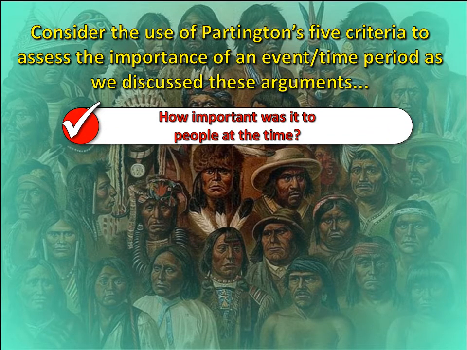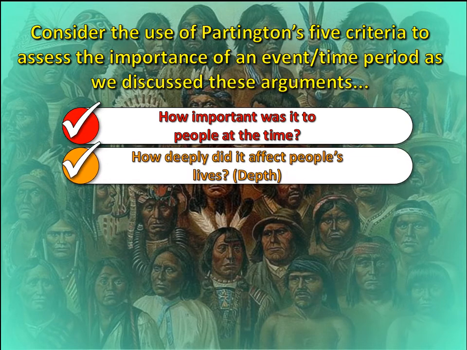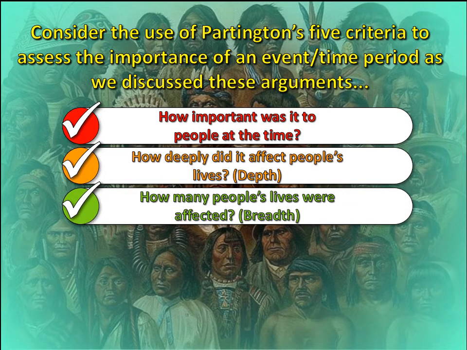His first criteria is, well, how important was this event or time period to people at the time? This will help you decide its importance. Secondly, how deeply did it affect people's lives? Or did it just produce kind of surface level change? Thirdly, how many people's lives were affected? Or was it just a small part of the Native American population in this case?